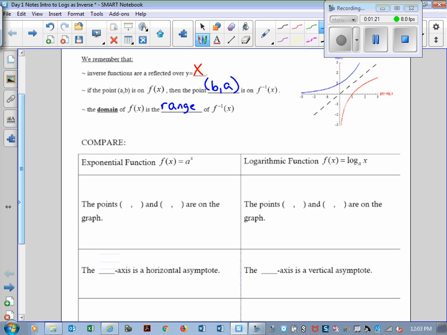Now, for an exponential function, there are 2 points that are going to be on every single one that you graph for me. If x is 0, what's your y value going to be? 1. Do we all know what anything raised to the 0 power is? 1.